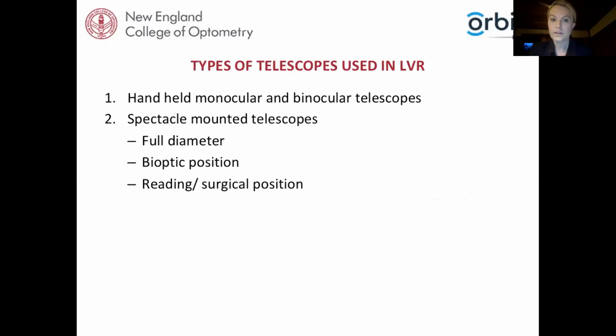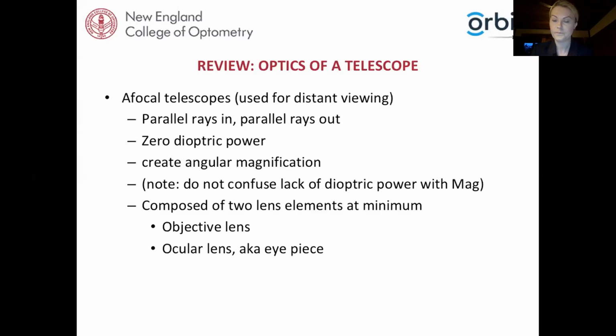And so there are really two general classes of telescopes that we think about in low vision rehabilitation. One are handheld telescopes, either handheld monocular or binoculars. And then there's the spectacle-based systems. In the spectacle-based systems, when we prescribe a telescope, we can put the telescope in the center of the glasses, in a bioptic position, or in a reading or surgical position.